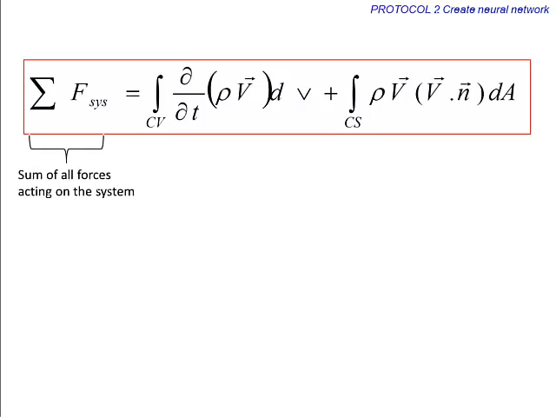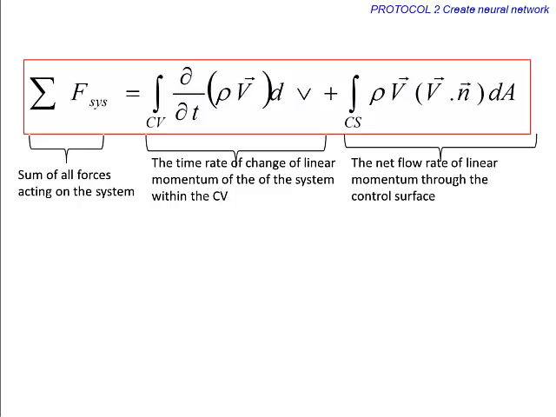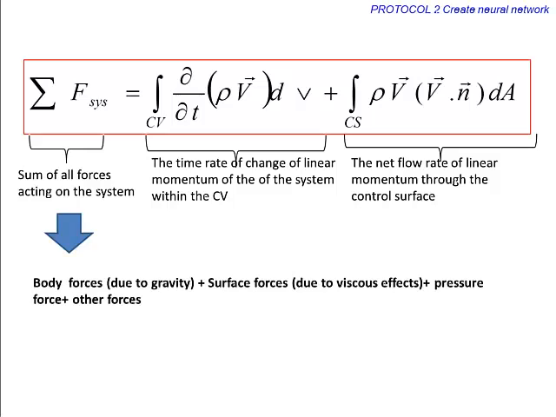Sigma F is the sum of all forces acting on the system. The next term is the time rate of change of linear momentum of the system within the control volume. And the last term is the net flow rate of linear momentum through the control surface. The forces acting on the fluid system are the body forces due to gravity, surface forces due to friction because of viscous effects, and pressure forces.